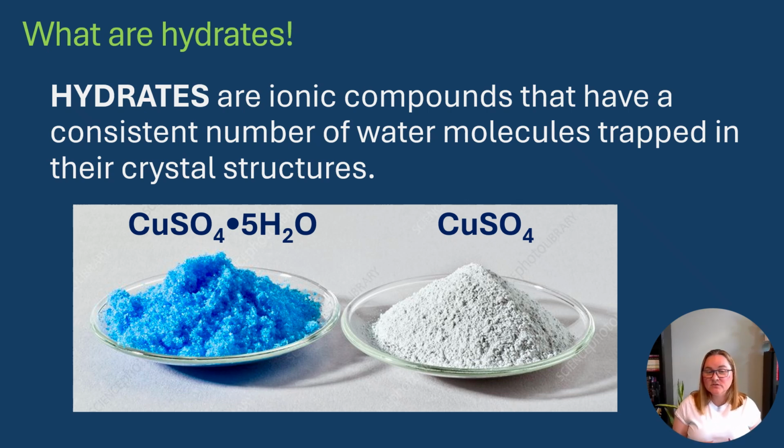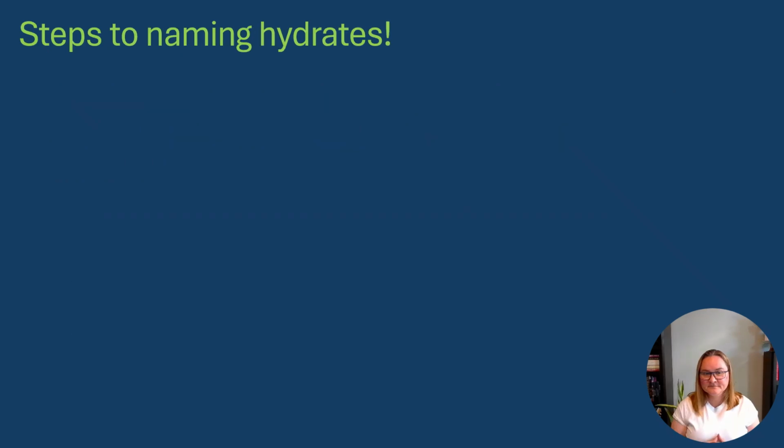Obviously, if the compounds have different appearances, they could behave differently chemically as well. So we need to differentiate the hydrated and the anhydrous compounds with both of our formulas, which I've done here, and also with our nomenclature. So how do we do that?